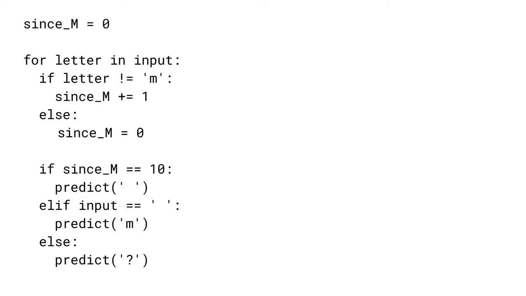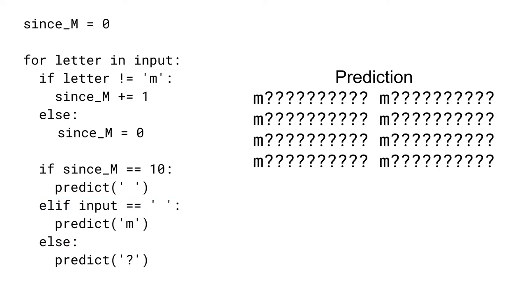In this code snippet on the left, we use a variable since M to remember how many characters it's been since the network saw an M. Because Mississippi has 11 letters in it and M is at the beginning, if it has been 10 letters since we've seen an M, we know we are at the end of the word, so we can predict space. Once we've seen a space, we might as well predict an M to restart the word Mississippi. Such code would predict the pattern of letters on the right.